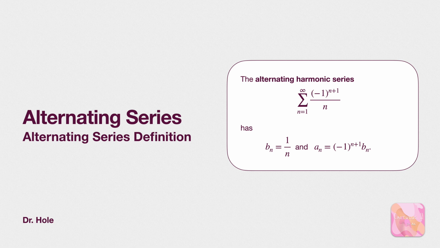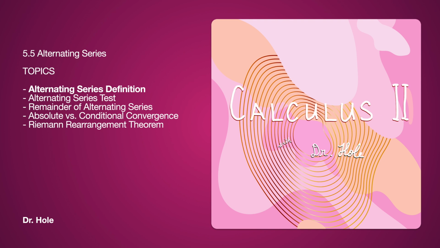Let's look at an example. We first introduced the harmonic series many videos back. The harmonic series is summing up 1 over n's. If we take the 1 over n's and we have them alternate, beginning with positive, then negative, then positive, then negative, that is termed the alternating harmonic series. All right, so this is going to serve as a good example to investigate alternating series.